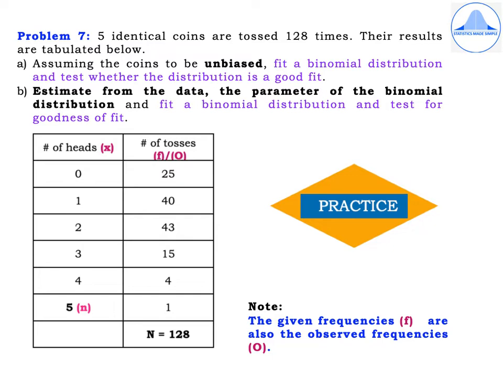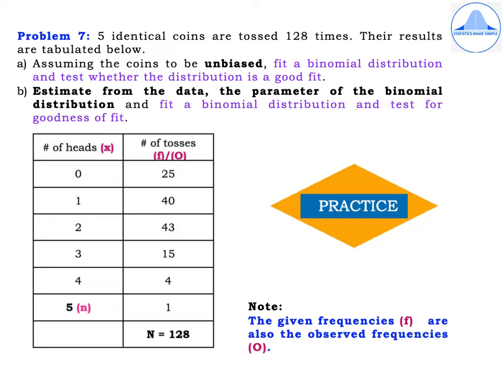Problem 7. 5 identical coins are tossed 128 times. Their results are tabulated below. First subdivision: assuming the coins to be unbiased, fit a binomial distribution and test whether the distribution is a good fit. Second subdivision: estimate from the data the parameter of the binomial distribution and fit a binomial distribution and test for goodness of fit. Here, subdivision A and subdivision B are for 10 marks each.